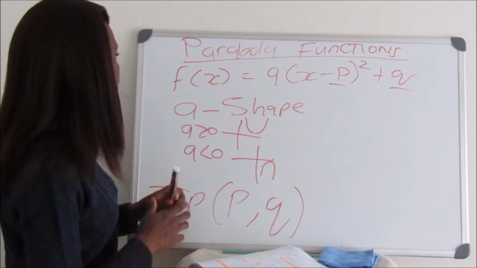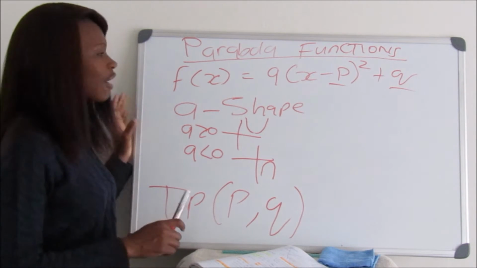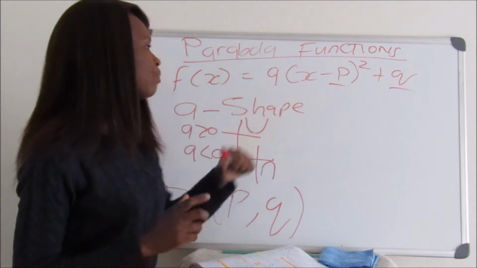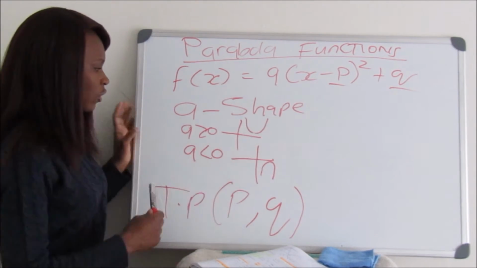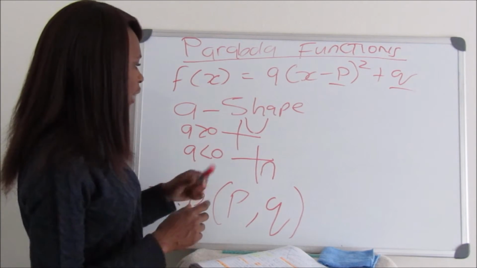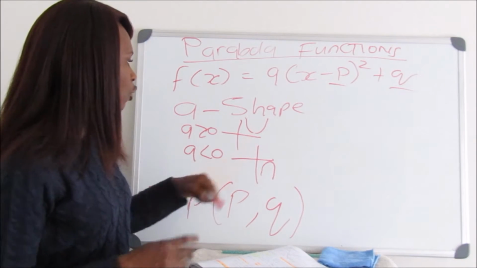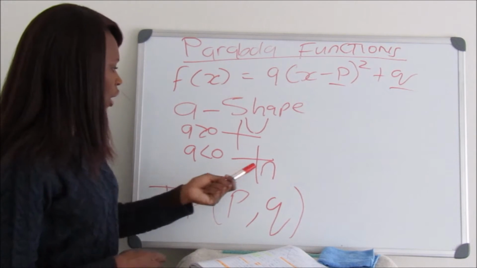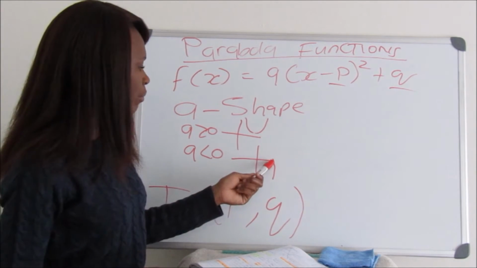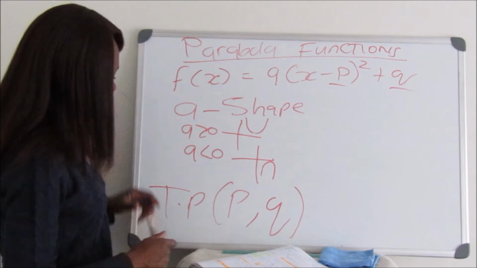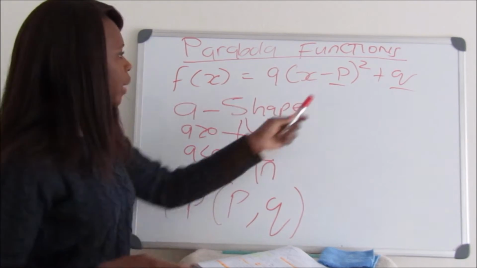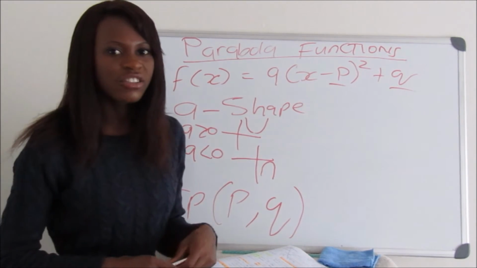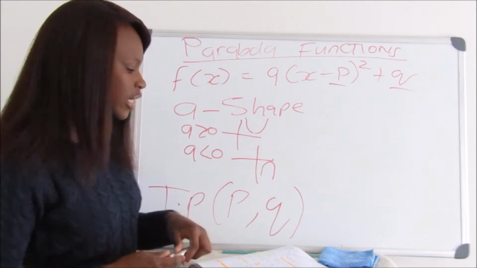Alright, just a quick recap. The parabola that we'll be doing today is the standard form f(x) = a(x - p)^2 + q. Then a determines the shape of the graph. If a is greater than 0, we will have a concave up graph, and the turning point will be the minimum value of the graph. If a is less than 0, we'll have a concave down graph, and the turning point will be the maximum value. P and q determine the coordinates of the turning point, where p is the x coordinate and q is the y coordinate.